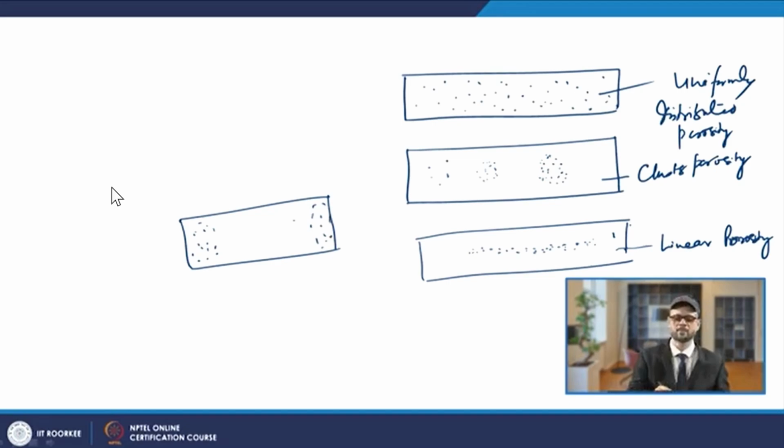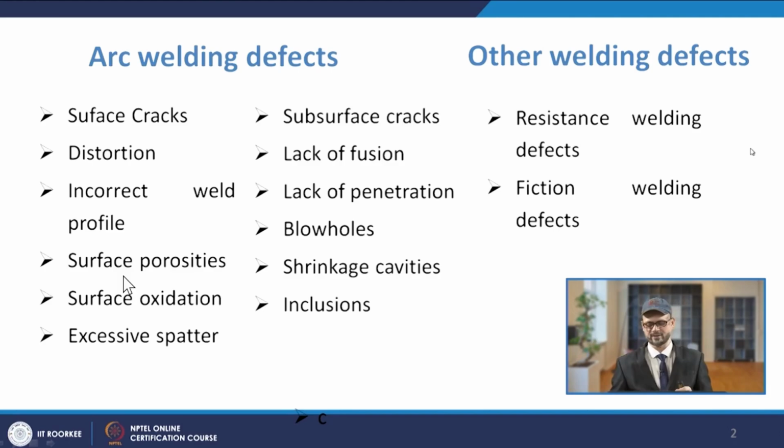When coming to porosities, there are some sub-classifications, such as uniform porosity, cluster porosity, linear porosity, and start and end porosity. In uniform porosity, the porosity is uniformly distributed along the weld bead. In cluster porosity, we see clustering of porosities at certain regions. In linear porosity, we see porosities along a line. In start and end porosity, we see porosities at the starting and end portions.